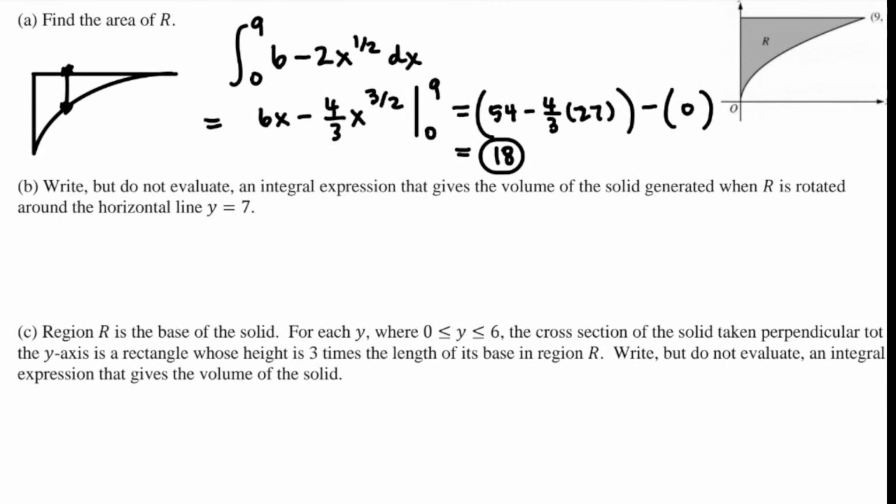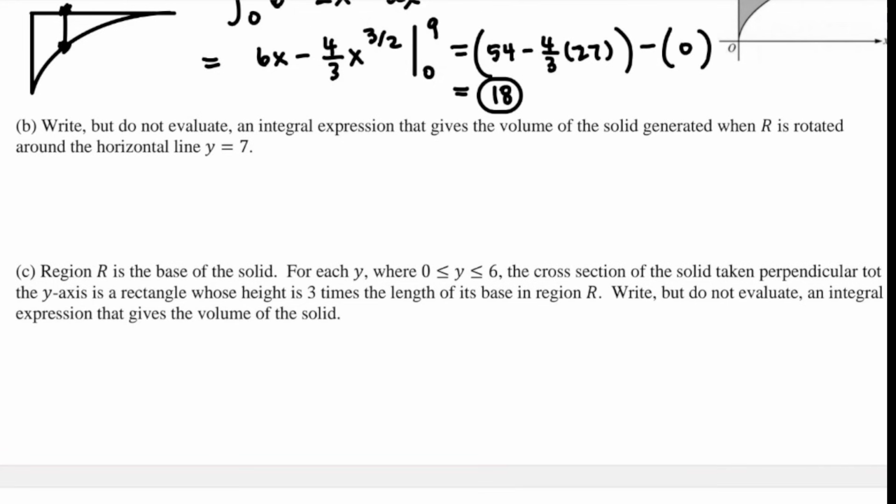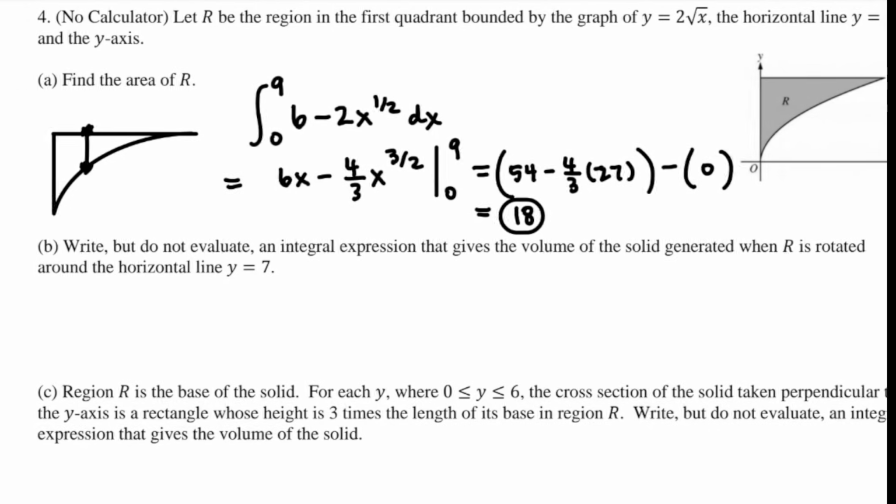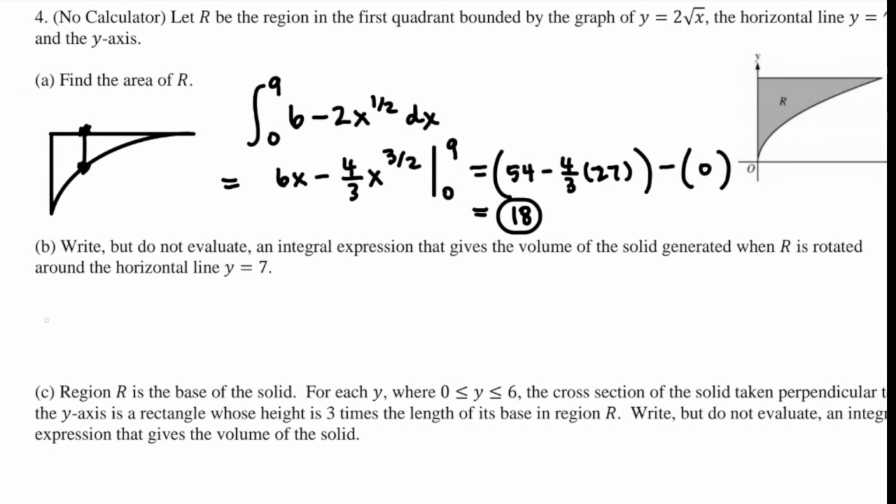Okay. And then writing but not evaluating an integral expression that gives the volume of the solid generated when R is rotated around y equals 7, which is just slightly above that. Okay, so I'm going to draw the axis of rotation. It's right above. And I'll need 2 radii.